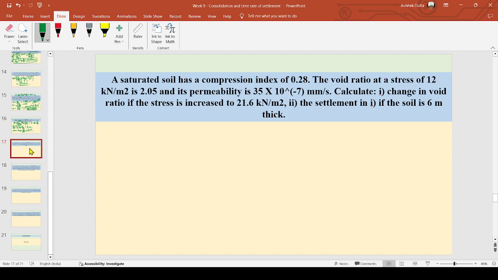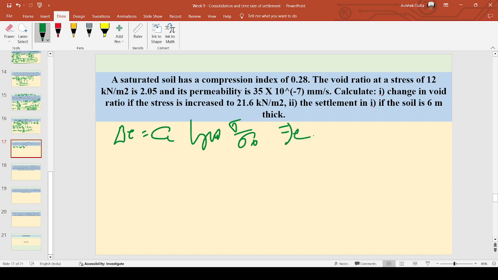A saturated soil has a compression index of 0.28. The void ratio at a stress of 12. Okay, so this is a very easy question. What is the change in void ratio? Del e, from the formula of Cc, del e equals Cc into log to the base 10 sigma final by sigma initial.